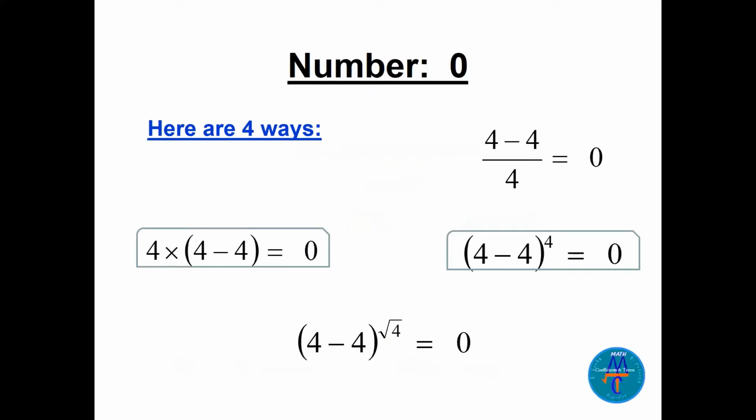So I put here 4 ways. See the first one here on the right. 4 minus 4 over 4 is 0. Now let's look here. 4 minus 4, which is 0, times the 4. See, that's a different equation. 4 times 4 minus 4 equals 0. That's correct. Also, I can write 4 minus 4, which is 0, to the power 4 is 0. That's 3 4s. So the important thing, you have to include 3 4s. That's the trick here. The last one, 4 minus 4 to the power square root of 4, which is a square. So 0 squared is 0.